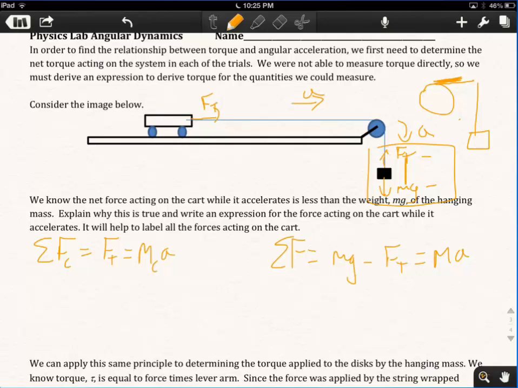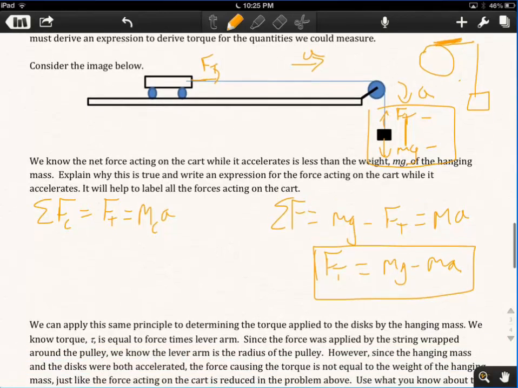And so then I'm going to add Ft over to this side and subtract ma over, and I get Ft is equal to mg minus ma. So the tension force is given by gravity minus the mass times acceleration of the hanging mass. So this is the equation that allows me to find the net force acting on this cart.